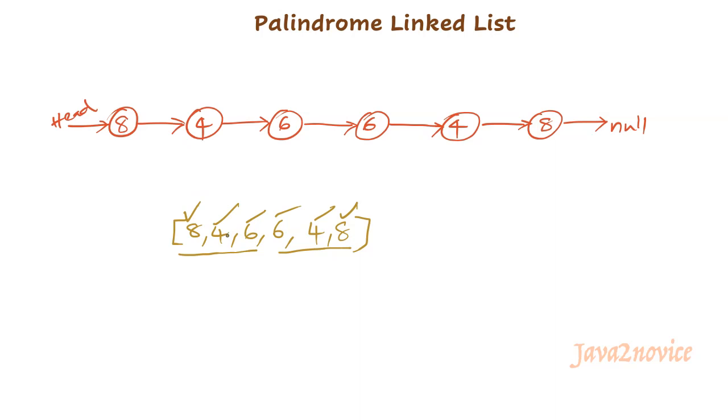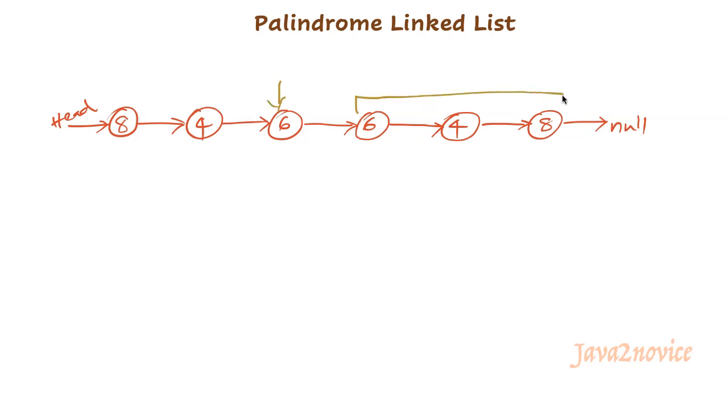Then what is the optimal solution? Let's discuss the optimal solution. Before that, I will clean this up. We are going to follow 3 steps in the next approach. First, we will identify the mid element of the linked list. Then reverse the linked list after the mid position. If this is the mid position, then we will reverse this portion. Then compare node values one by one. We will start from head and compare it with the reversed portion. If all node values are matching, then it is a palindrome.